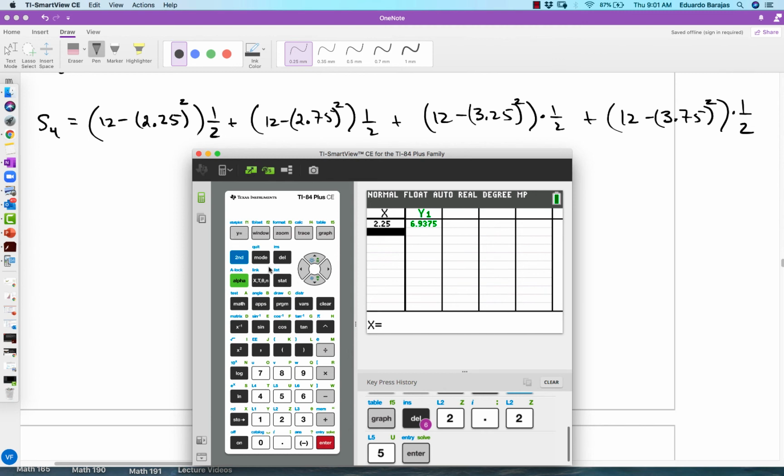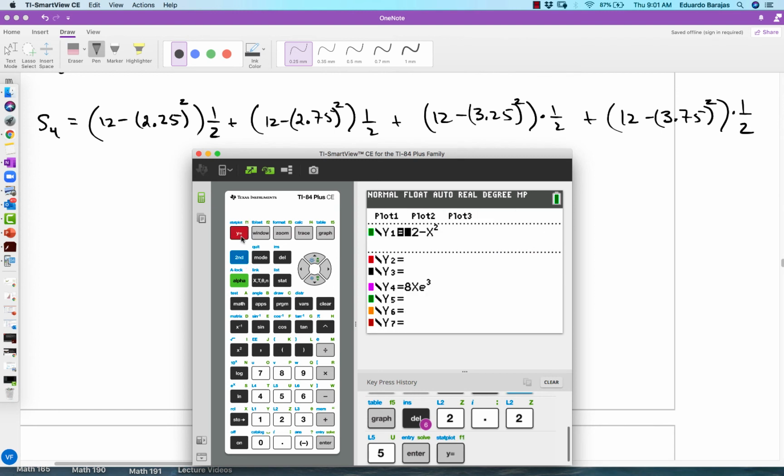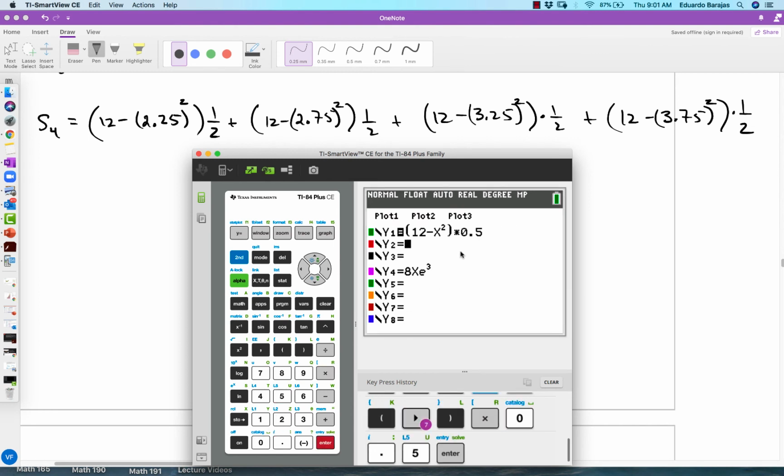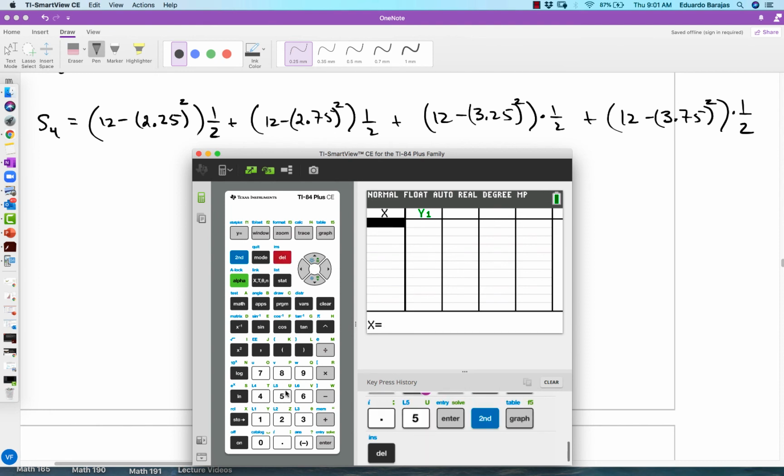So let's go back to our equation, and let's wrap up the whole thing with parentheses. Parentheses 12 minus x squared, close parentheses, times 0.5. That way we take care of the whole thing all at once. So let's go back to our table, second shift table, delete. Okay, so 2.25, oops, clear.